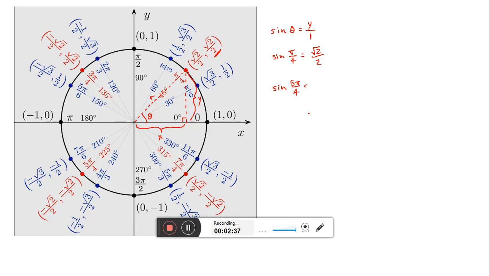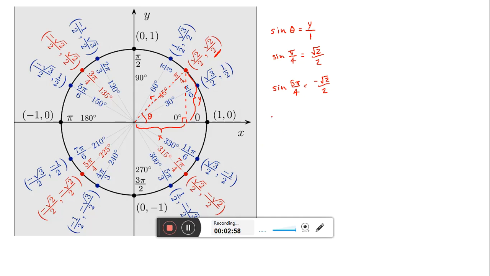What about the sine of 5 pi over 4? Go ahead and take a few seconds to figure that out. The sine of 5 pi over 4, you should have come up with negative root 2 over 2. Now, the over 4s are kind of simple. Obviously, you're going to have some form of root 2 over 2, whether it's negative or positive. You should be able to figure that out.